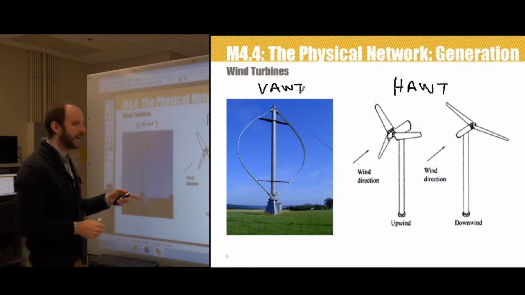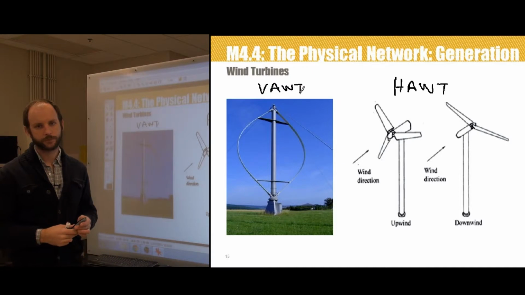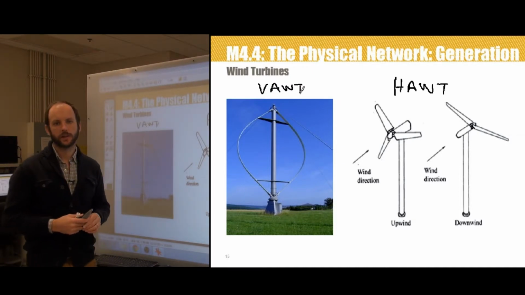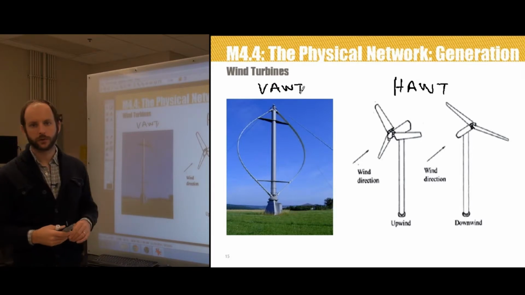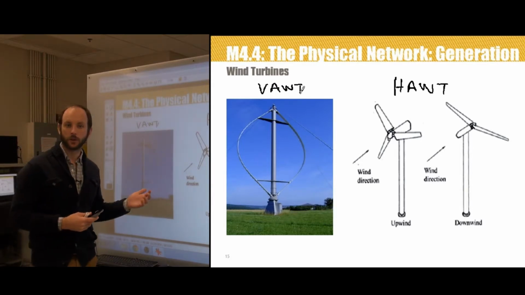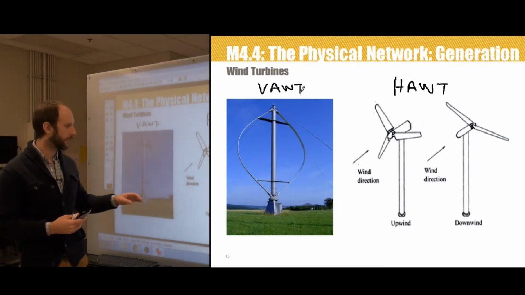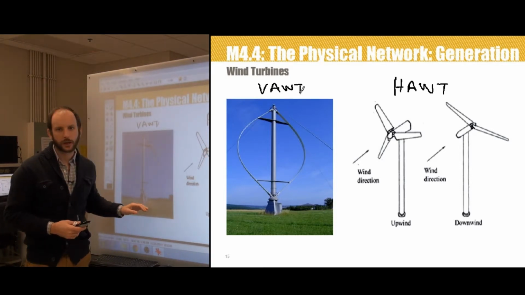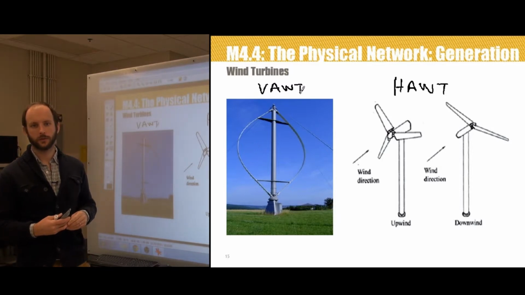This one is an egg beater style Darrieus rotor. The primary advantage, or why Vaughts have been used, is that no yaw control is necessary to keep them facing into the wind. A second advantage is that the heavy machinery that's typically located in the nacelle is now located on the ground, which is very nice.